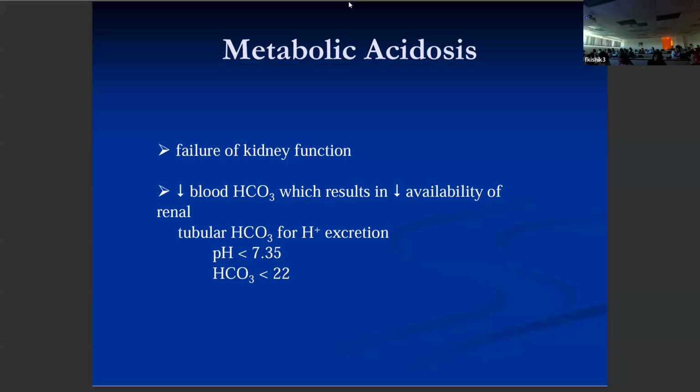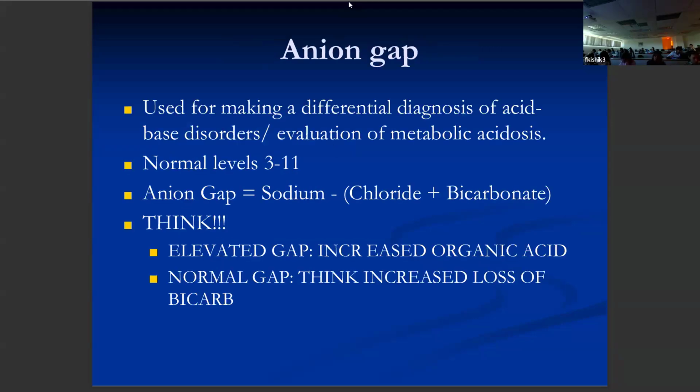Metabolic. So, metabolic acidosis: pH is low with a low bicarb. Again, they float together, right? Bicarb goes down, the pH goes down. What happens if pH goes down and bicarb goes up? Compensation. That's compensation. We'll talk about that. So, anion gaps.